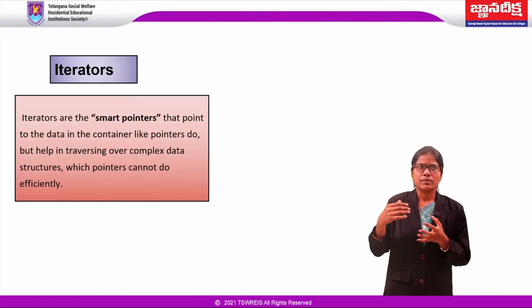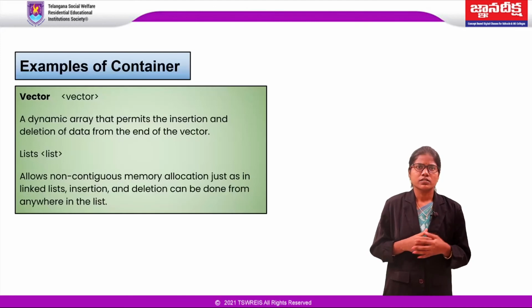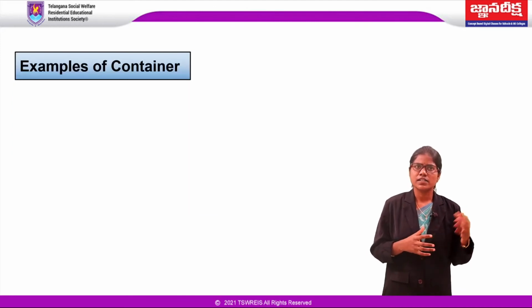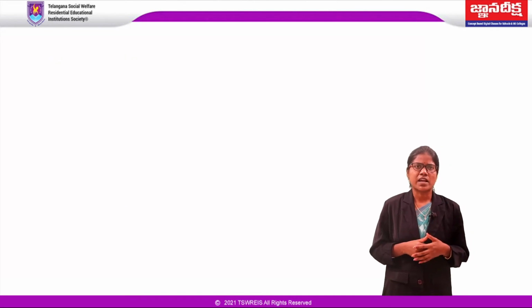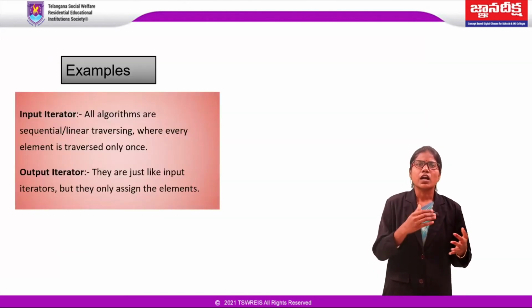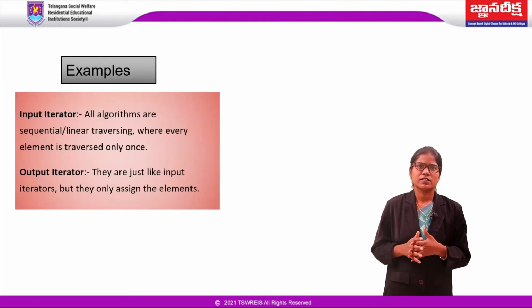Here we'll see about some of the types of iterators. So input iterator: all algorithms are sequential or linear traversing, where every element is traversed only once. And output iterator: they are just like input iterators, but they only assign the elements.